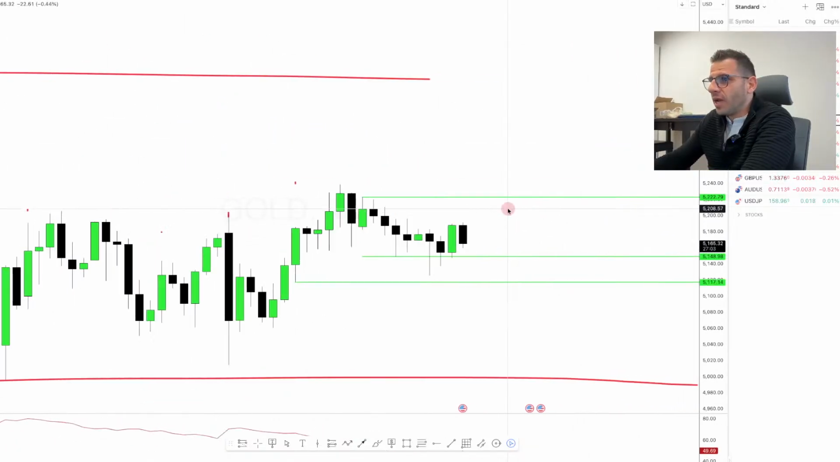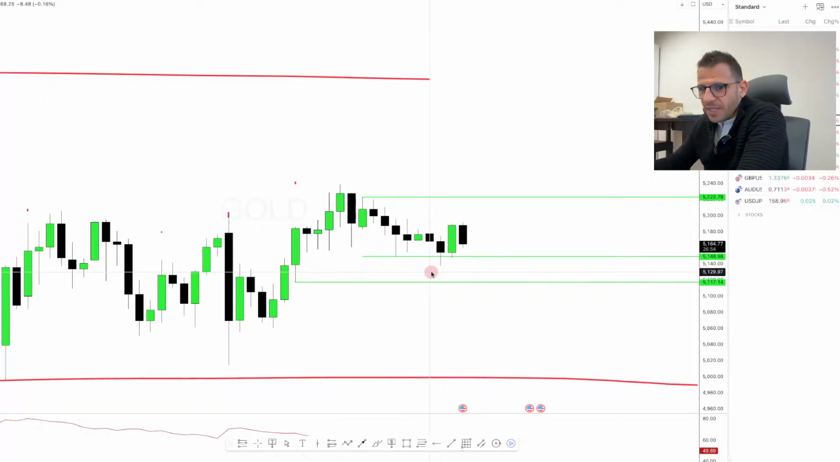On the 4-hour time frame, we see a lot of wicks. That means the market didn't accept the price as a significant level. We didn't see closes below or above, and it left behind all these wicks. We don't see a lot of clarity on this 4-hour.